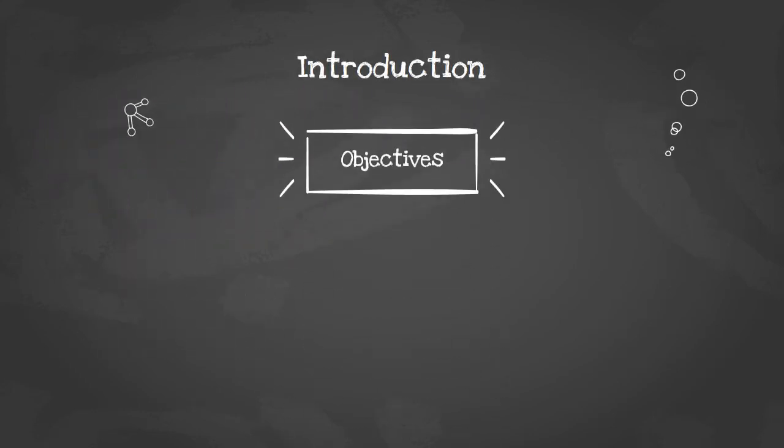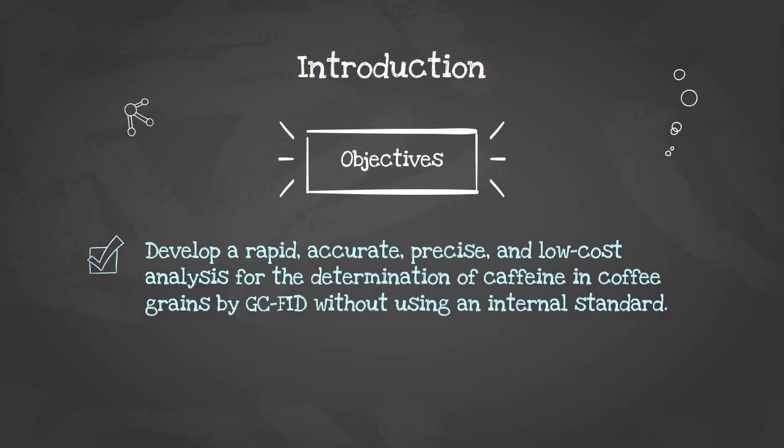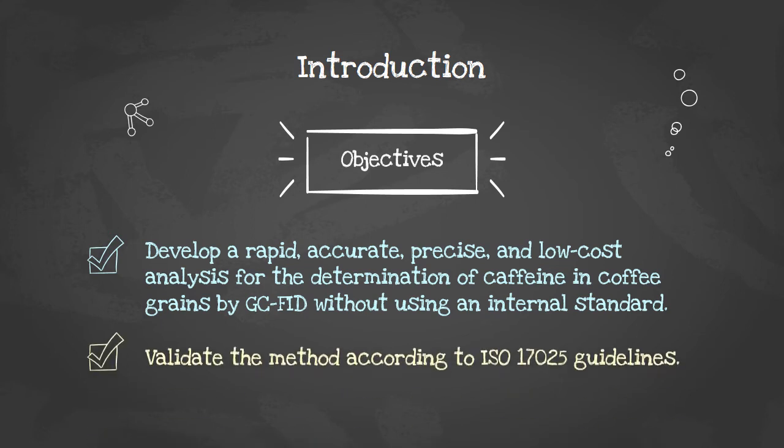The aim of the current study was to develop a rapid, accurate, precise, and low-cost analysis for the determination of caffeine in coffee grains by GC-FID without using an internal standard. For this reason, special precautions for the accuracy and the precision of the method were taken and presented for the first time. Finally, a whole validation protocol guide, according to the ISO 17025 accreditation standard, is presented.